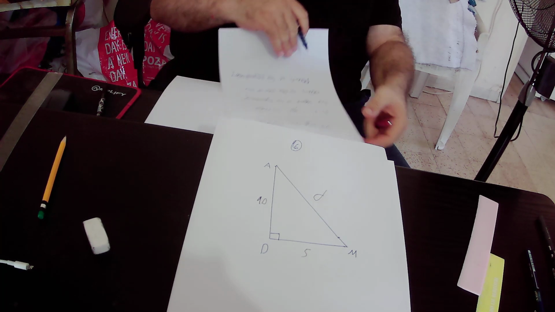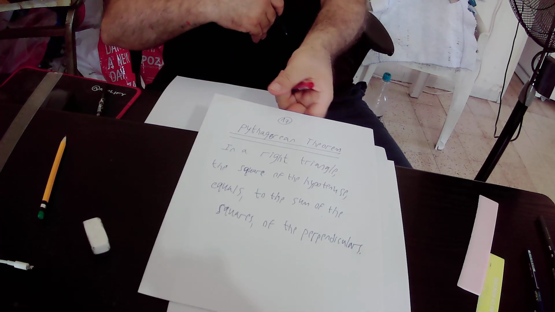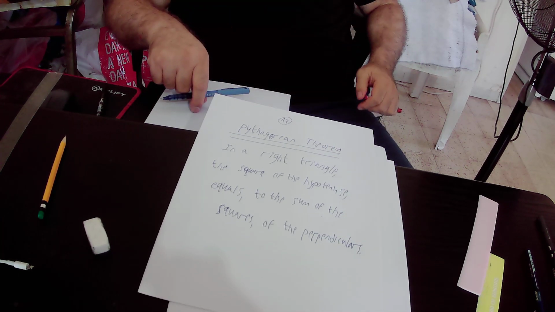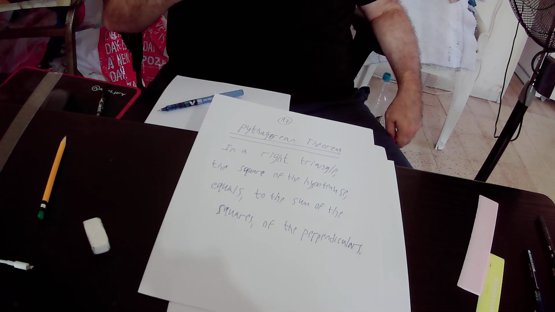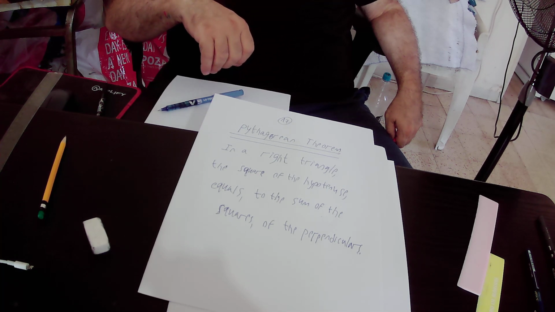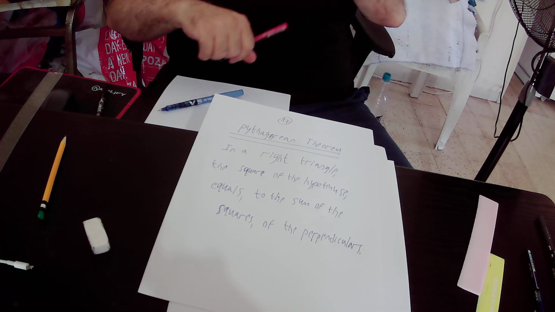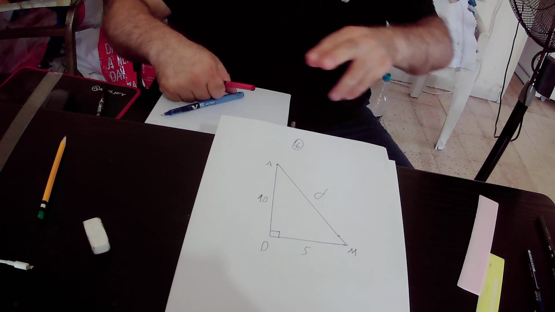So I read again the Pythagorean theorem. The Pythagorean theorem states that in a right triangle, because it's correct only in right triangles, so it must be a right triangle in order to use the Pythagorean theorem. In a right triangle, the square of the hypotenuse equals the sum of the squares of the perpendiculars. Okay, so we can implement the Pythagorean theorem in our right triangle.